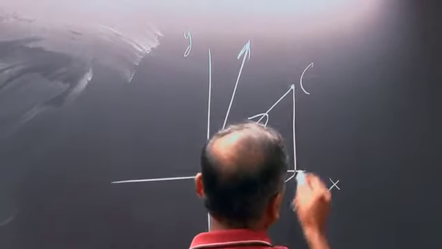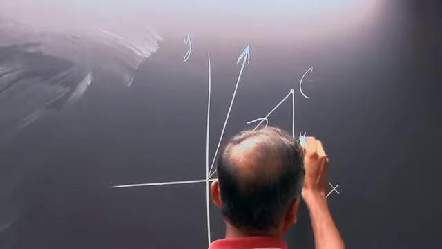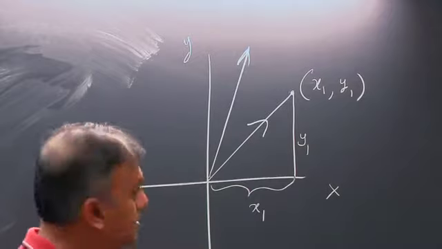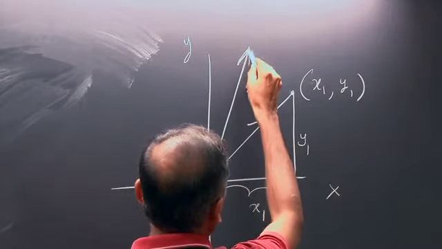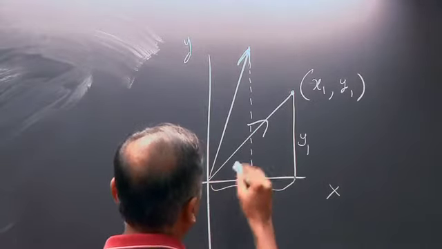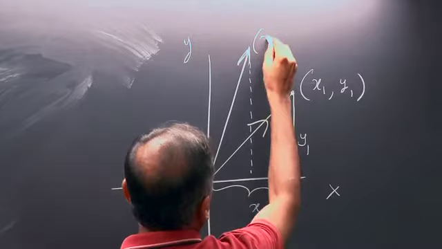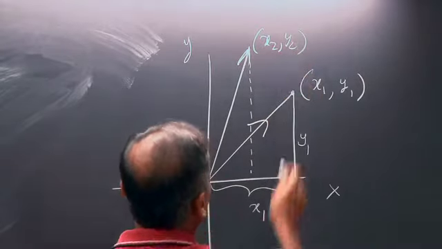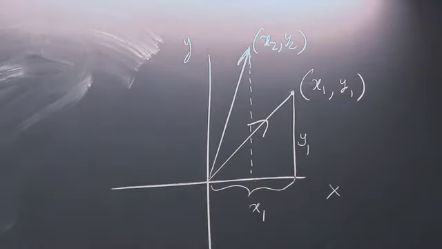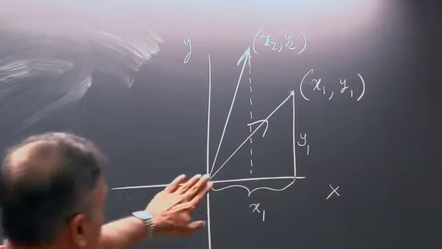So, this will be some point. Let's say this length is x1, that length is y1. Then this point is the same as x1, y1, right? Similarly, if you take this vector, again do the same thing. Draw a perpendicular here. Then this length will be x2. So, this will be some x2, y2, where x2 is this length and y2 is that length. Right? So, a vector in two dimensions can be completely defined by specifying these two coordinates, right? X and y coordinates. So, these are the examples of vectors.